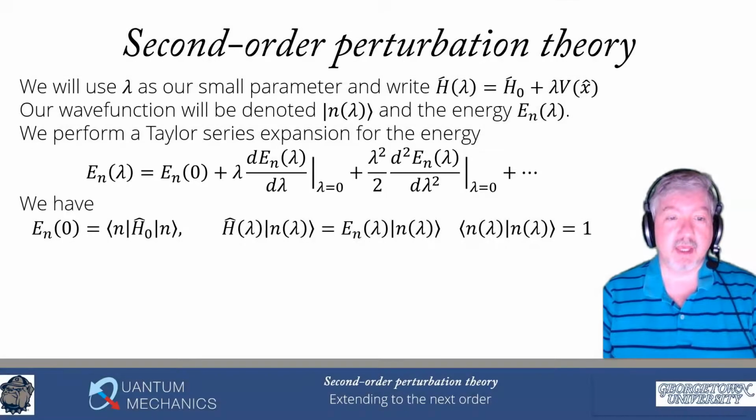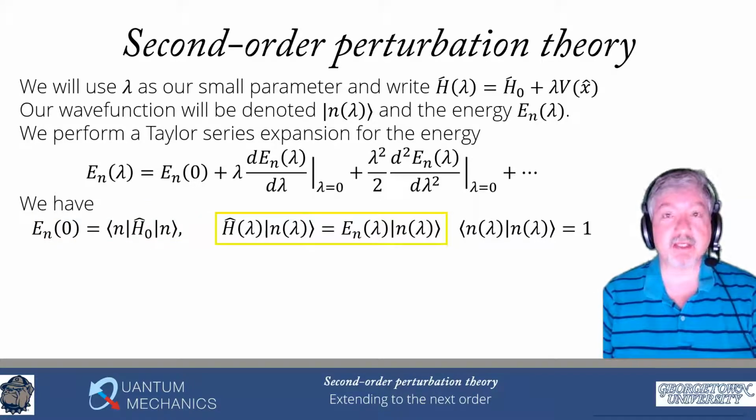Just to remind you in terms of the notation, En of 0 is just the eigenvalue that the eigenstate has with respect to H0, so I can think of that as the expectation value of bra n H0 ket n. The states n of lambda are eigenstates of H of lambda, so H of lambda acting on n of lambda is equal to En of lambda, n of lambda. I'm working in a situation where things are continuous, so as lambda goes to 0, n of lambda approaches the state n that has no lambda dependence whatsoever. And of course, we always work with normalized states, so the bra-ket of n of lambda with itself is equal to 1.